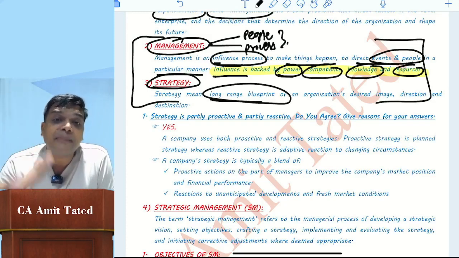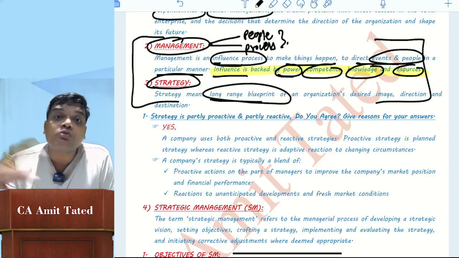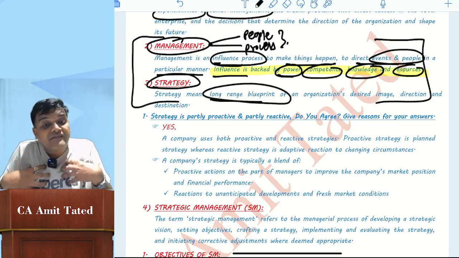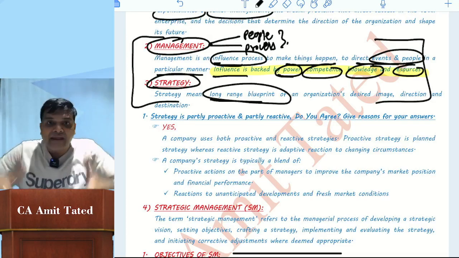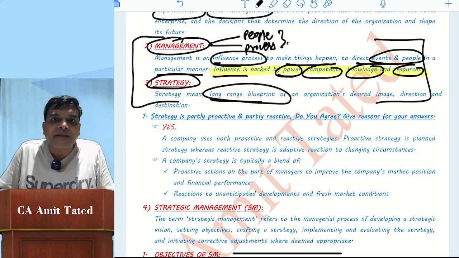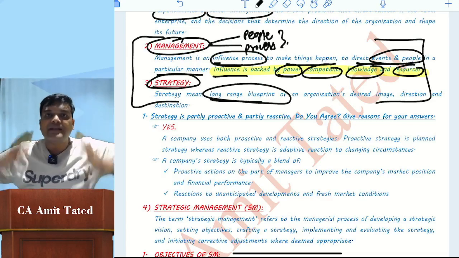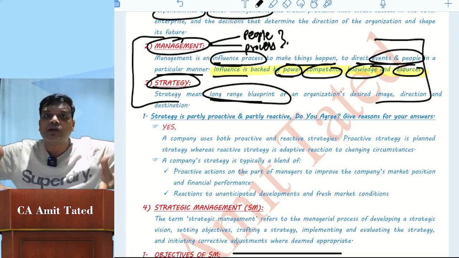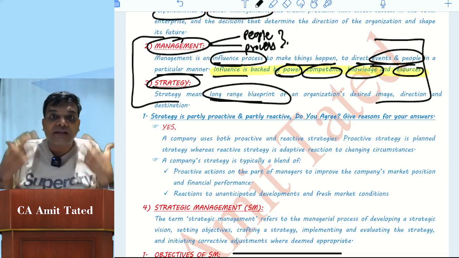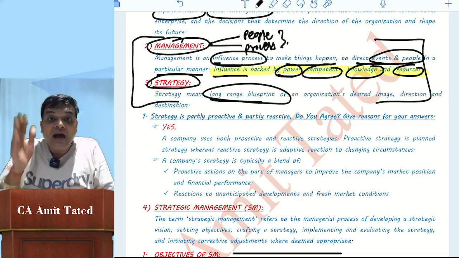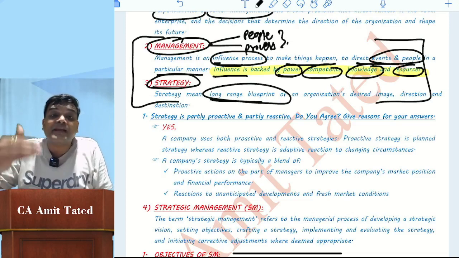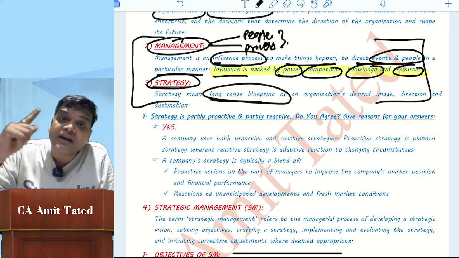What is the meaning of strategic management? If I say Amit Tated has a strategy, it means Amit Tated has long-term planning. But if I say Amit Tated has strategic management, it means Amit Tated has a vision, a mission, and an objective. Amit Tated has done the analysis, has formulated the strategy, has implemented the strategy, and has evaluated the strategy and taken corrective actions.